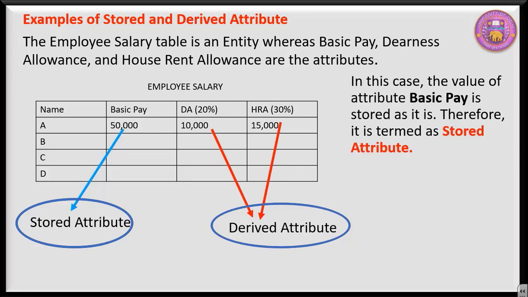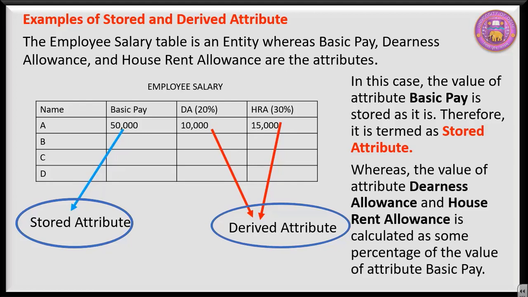In this case, the value of attribute basic pay is stored as it is. Then this is termed as stored attribute. Whereas the value of attributes dearness allowance and house rent allowance is calculated as some percentage of the value of attribute basic pay. Then these will be termed as derived attributes.